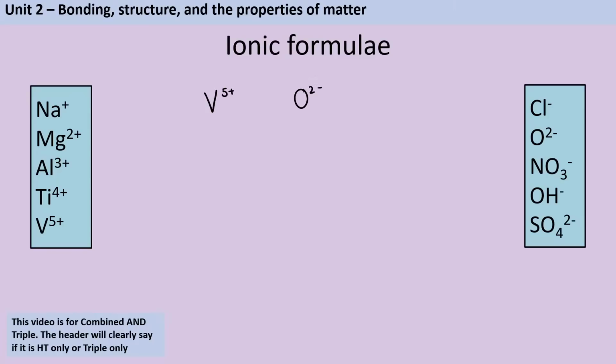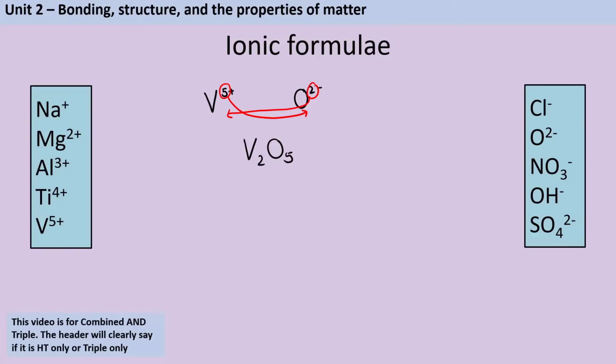Now, some of you might have been taught the crossover method. So if you haven't, the idea of the crossover method is that you take the charges and you use those as your little numbers down the bottom. So the 5 goes there, the 2 goes there, and we get V2O5. Now that is perfect, right? That works really, really well.